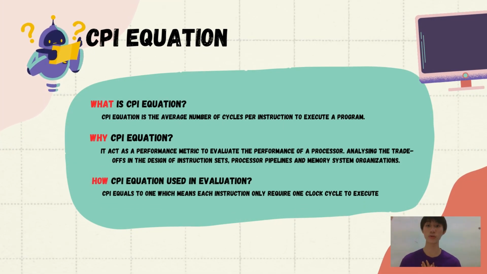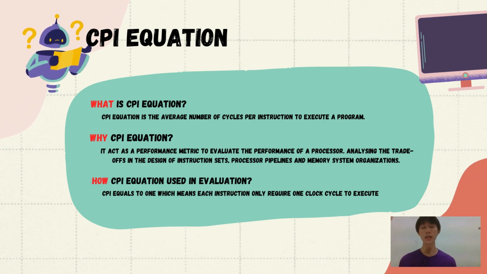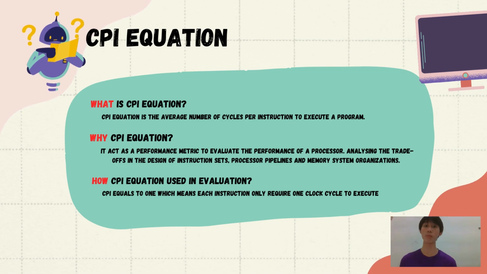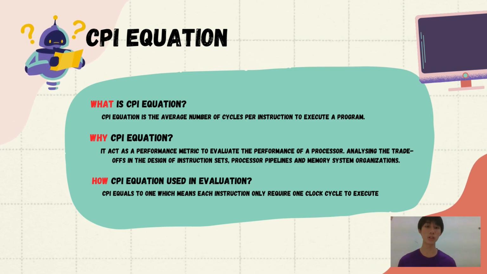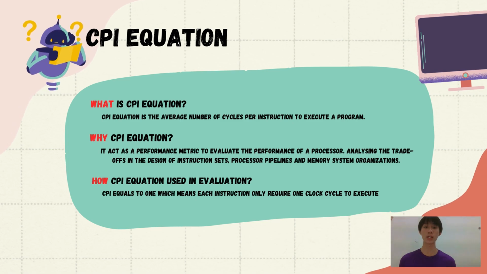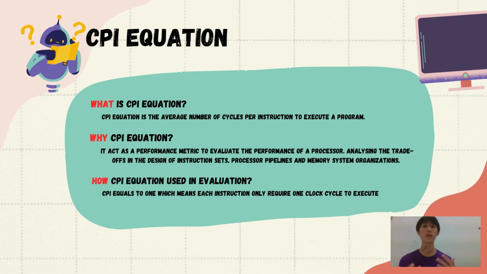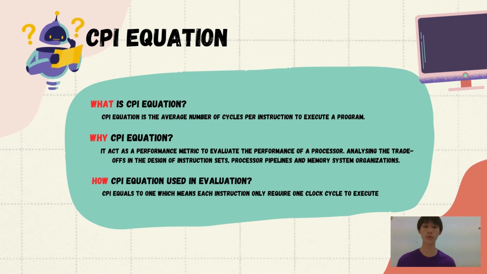So I will be introducing the CPI equation. First, you might wonder, what is the CPI equation? The CPI equation is the average number of cycles per instruction to execute a program. But why do we use the CPI equation? Basically, the CPI equation acts as a performance metric to evaluate the performance of a processor.